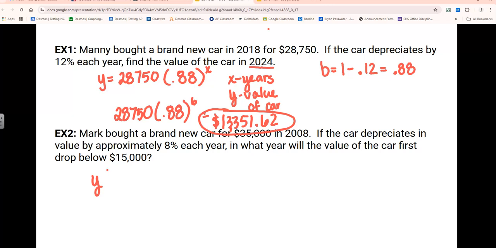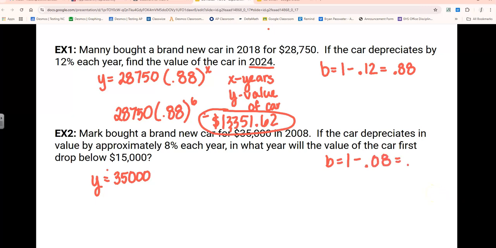So, what is our A? What is our starting value here, Caden? Good. So we got 35,000. And then we have to find our B value. Since this is depreciation, we're going to do 1 minus. What is 8% as a decimal?